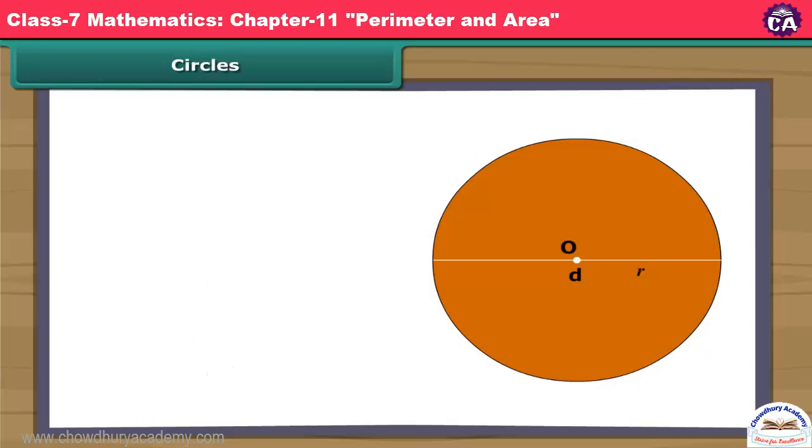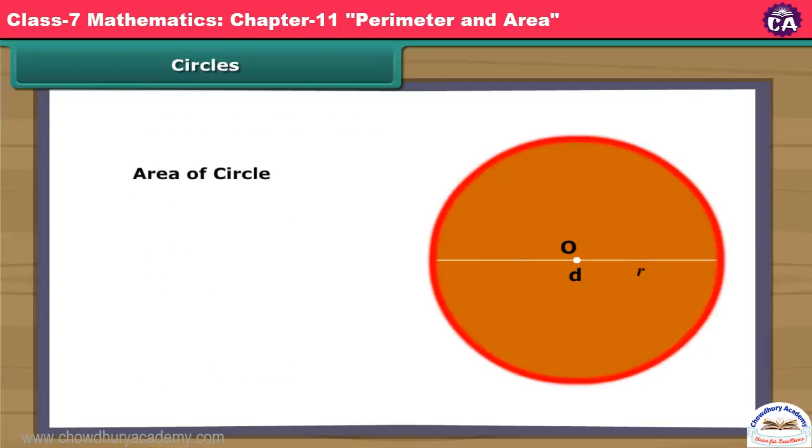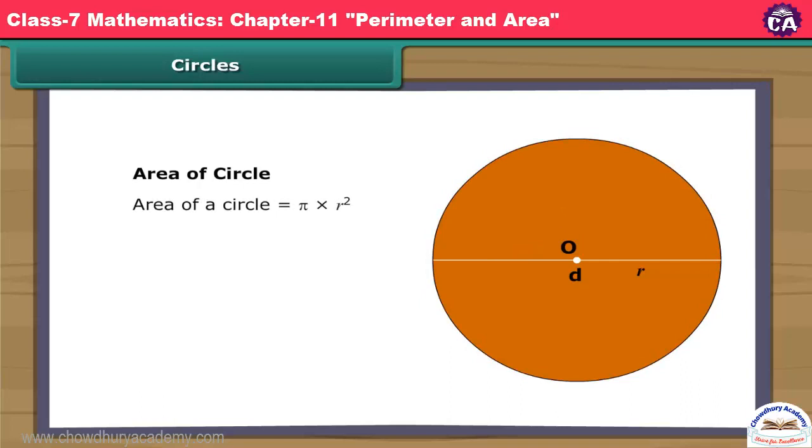Students, can we also find the area of circle? Yes, if we know the measure of radius of circle. Area of a circle is equal to pi times the square of radius, or we can also express area of circle in terms of diameter. We know that radius of circle is half of diameter. So, area of a circle in this case is equal to constant pi times the square of half of diameter.